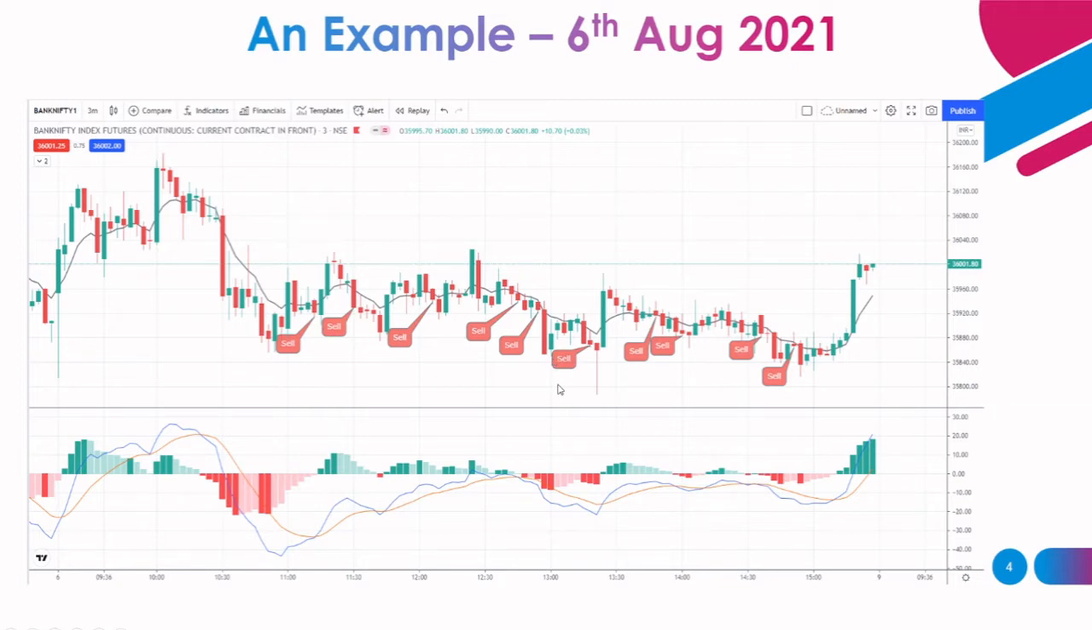So remember, this is a scalping setup, not a positional one. We are not holding a trade for more than two candles. And the time frame is a short time frame. It is 3 minute. You can use 2 minutes as well.